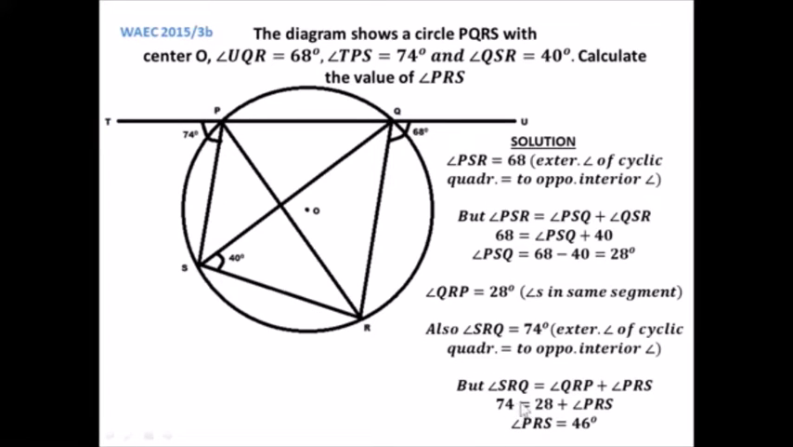And that's what we have here: 74 equals 28 plus angle PRS, the angle we are looking for. Then to get PRS, if you remove 28 from 74, that will give us the angle we are looking for, which is 46 degrees. And that's the solution to that question.